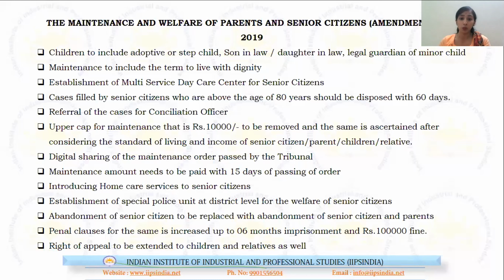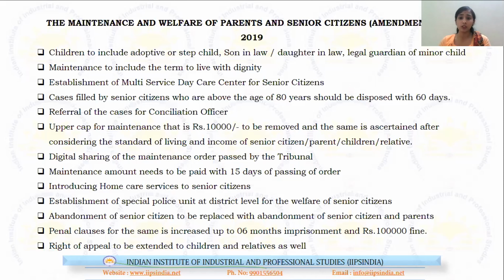Establishment of special police unit at district level for the welfare of the senior citizens. Yes, the special police unit shall be established at the district level, which will be exclusively dealing with the issues related to senior citizens. Any complaint which is received by a senior citizen, or if any senior citizen is found roaming in and around all alone without any guardian, or is found sleeping on the street, under those circumstances, the special unit of police has the special power to take suo motu action and get them back to their home, or admit them to any old age home which is established by the government.